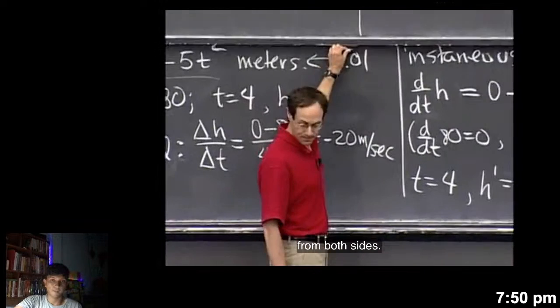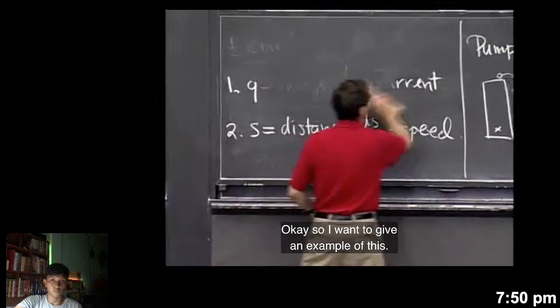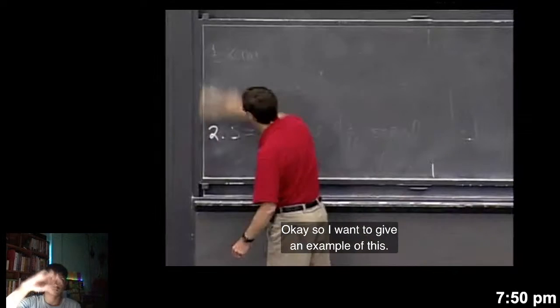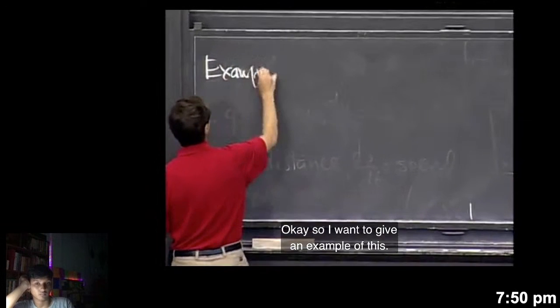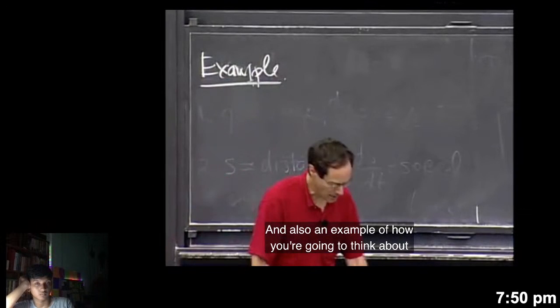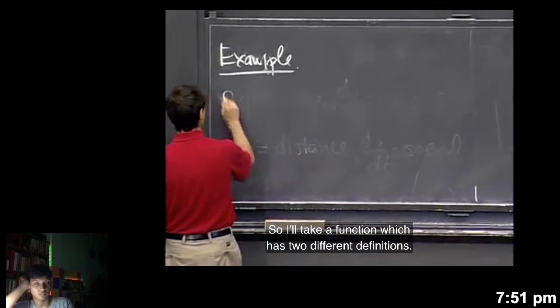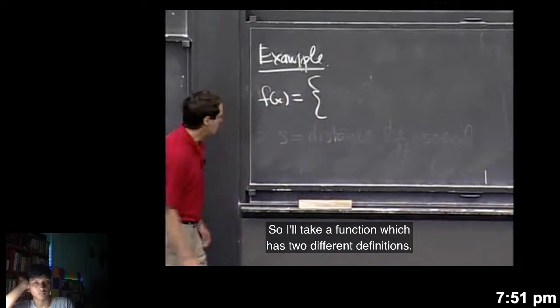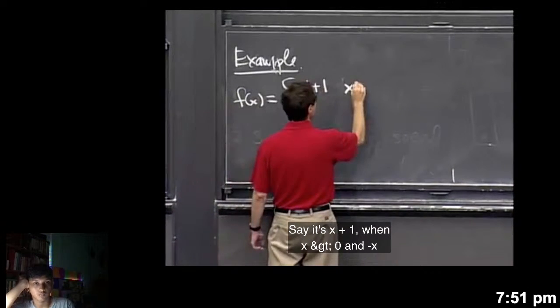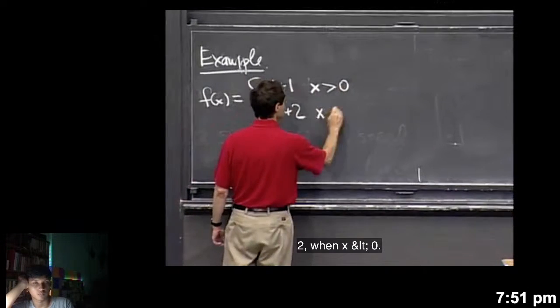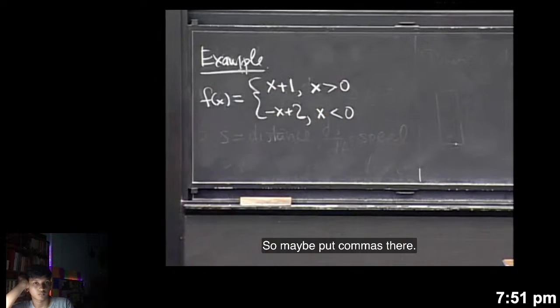Okay, so I want to give an example of this, and also an example of how you're going to think about these sorts of problems. So I'll take a function which has two different definitions. Say it's x plus 1 when x is bigger than 0, and minus x plus 2 when x is less than 0. So when x is greater than 0, it's x plus 1.